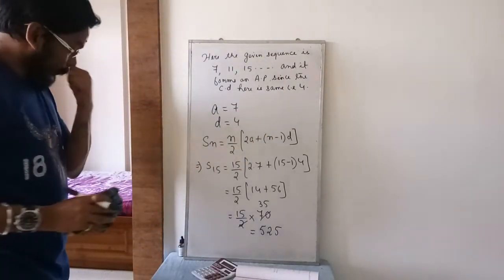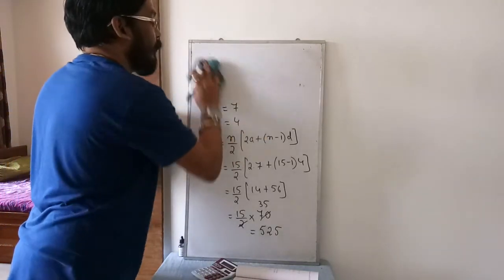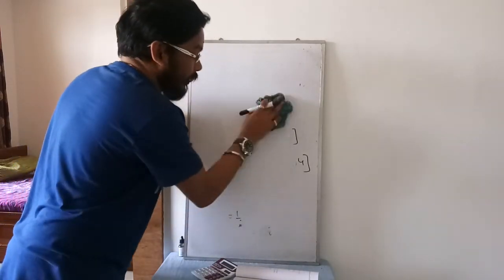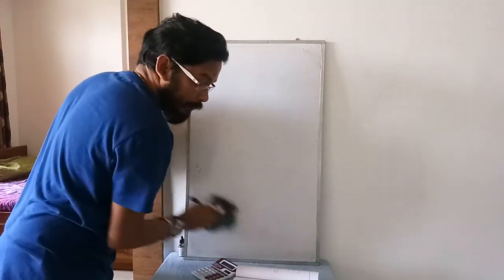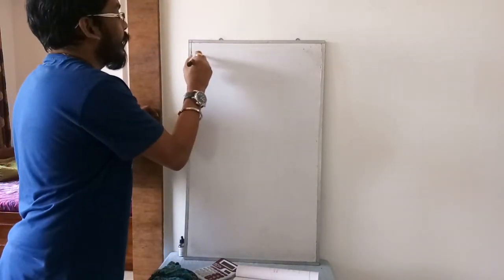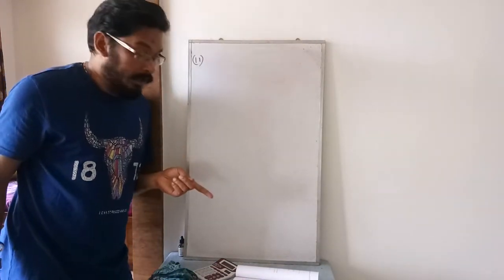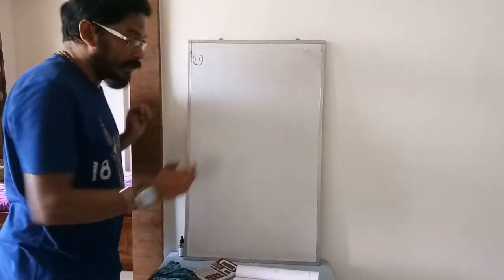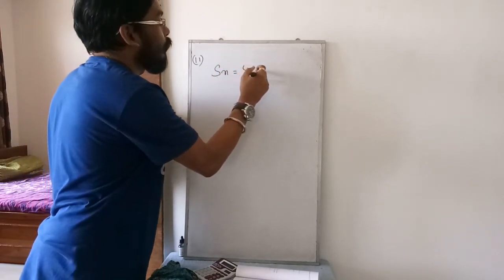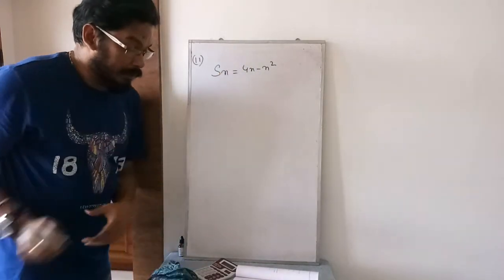Okay. Now let me continue with question number 11. 10 Roman 2, you will proceed in the same way. 11, what did they say? The sum of first n terms of an AP. Now they have said sum of first n terms. In the previous one it was the nth term. And here the sum is given, sum of n terms. So Sn equals 4n minus n square. So this is the sum of n terms.